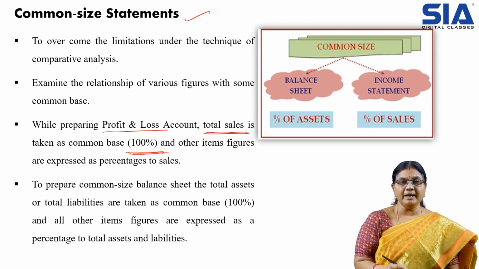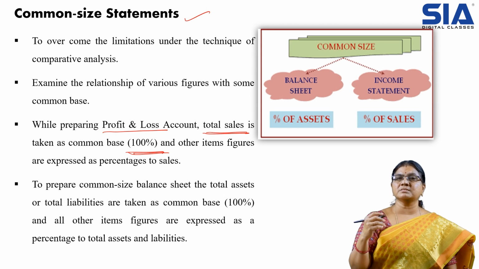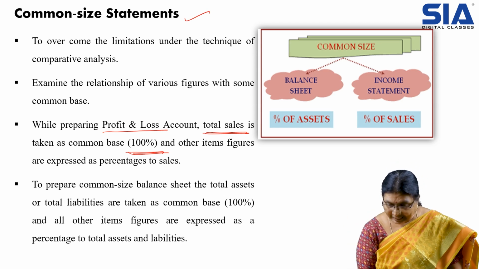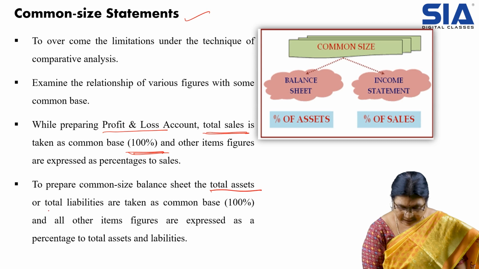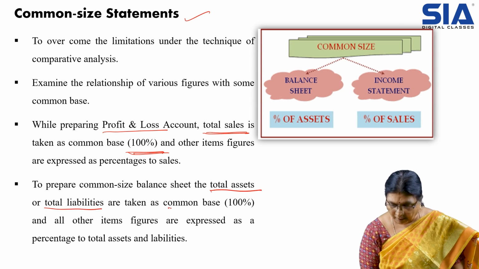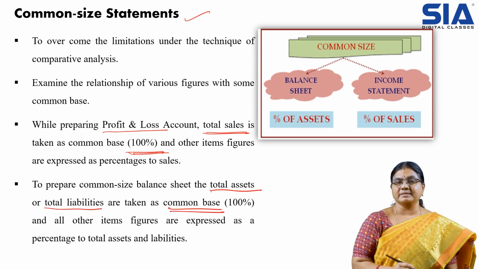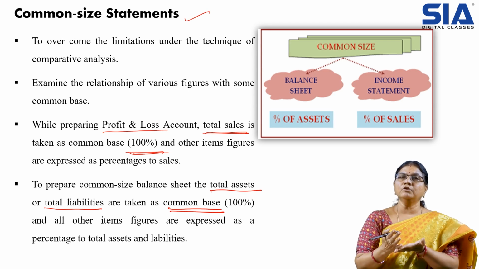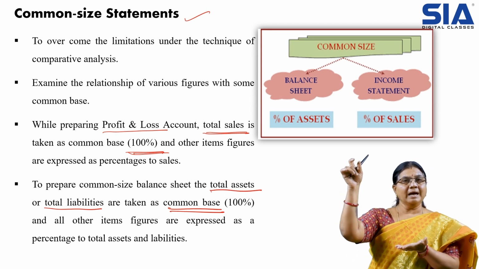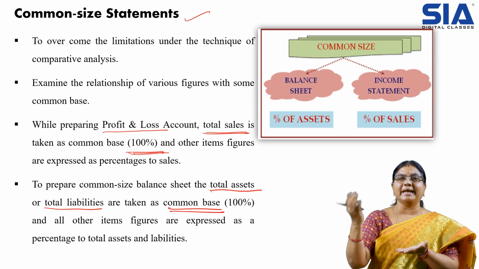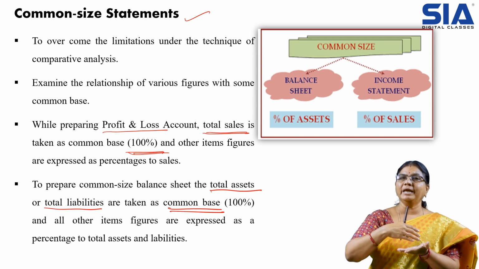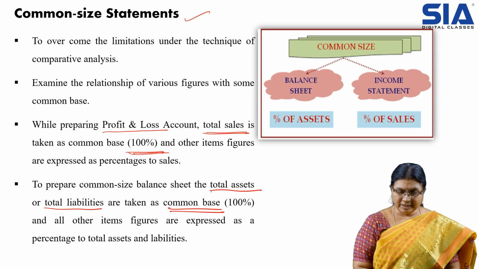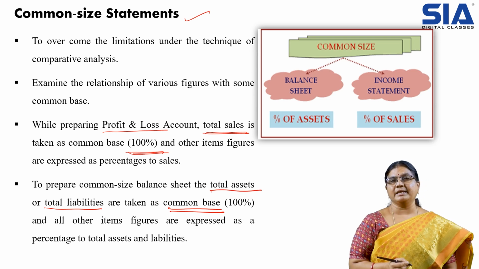In the same way, when we prepare the common size statement for the balance sheet, we try to make total assets and total liabilities the common base, that means 100%. Making those 100%, we try to understand and determine the other components in proportion to the total assets and liabilities. So this is about the common size statement.